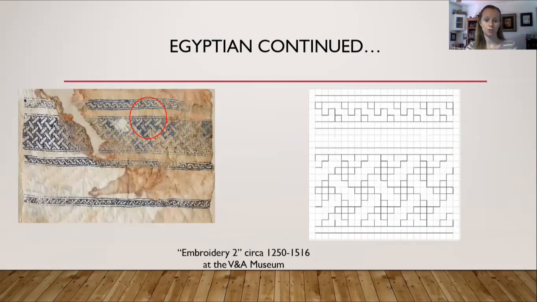Here is another Egyptian example. This is at the V&A Museum. Again, it's from between 1250 to 1560. And instead of doing the whole large interlacing pattern, I only did the top half, but you can continue adding on to the pattern. So the pattern that was interpreted is inside the red circle, and that's on the left-hand side. And then the pattern that was interpreted is on the right-hand side.